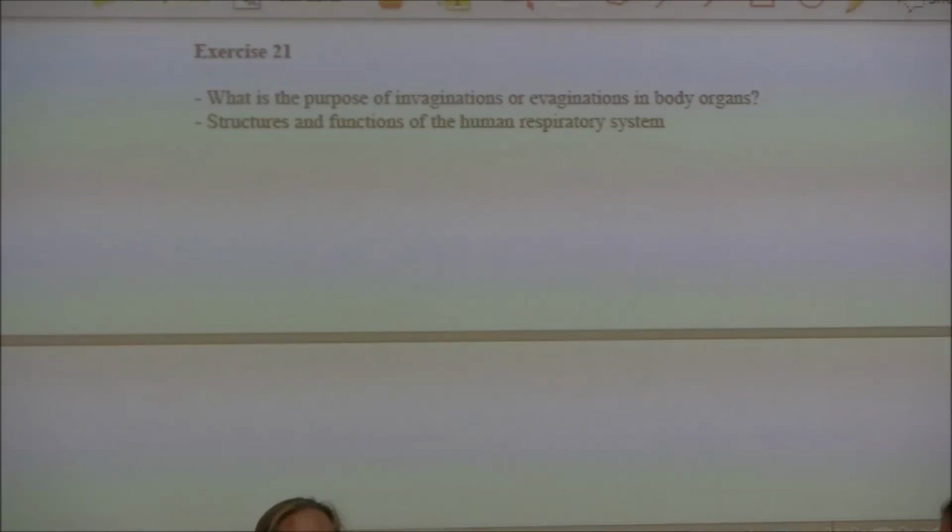Exercise 21. You guys ready for this? Now, if you remember from lab, we talked about this. It says, what is the purpose of invaginations or evaginations in body organs? What's an invagination? Inside. What's an evagination? Outside. So, in organisms in this chapter, what did invaginations give us?